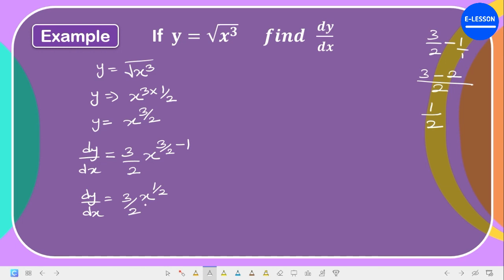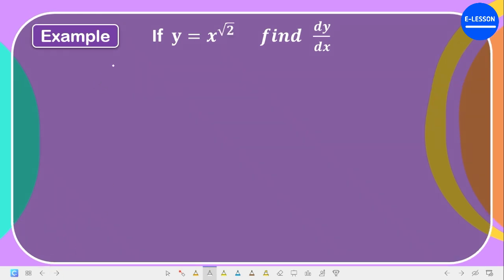So this is the solution to this question. Now you may want to write it as dy over dx is equal to 3 over 2 x raised to the power of half. What does the power of half mean? The square root of x. So this may be written as 3 over 2, dy dx is equal to 3 root x all over 2. And that is the solution to that question. Let's take the next.